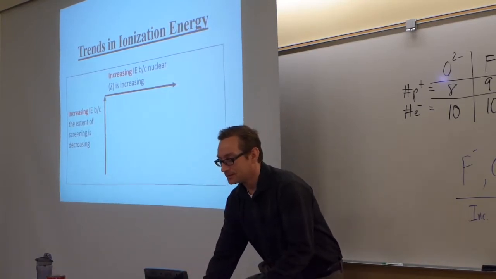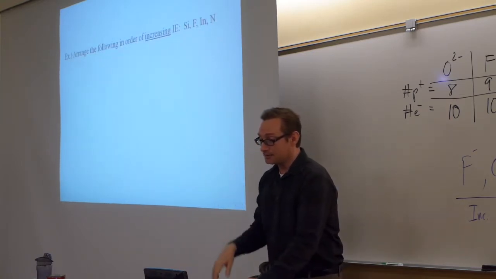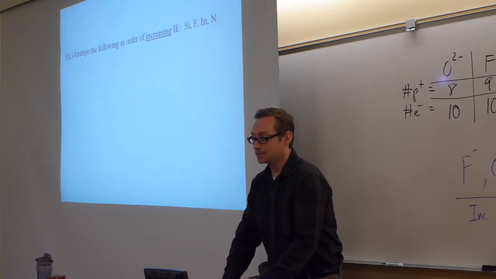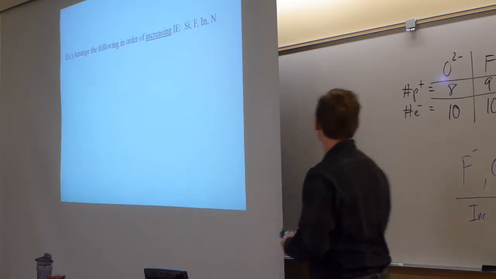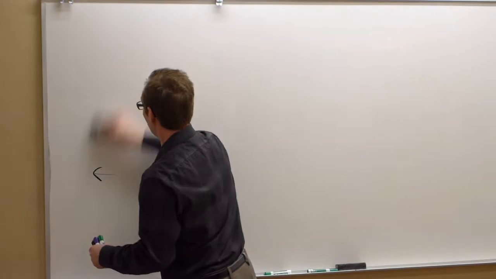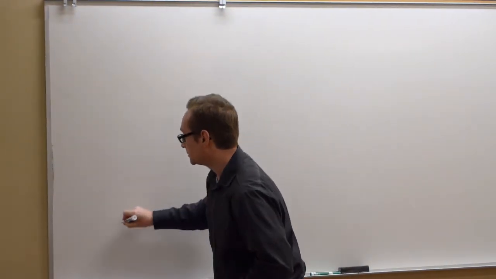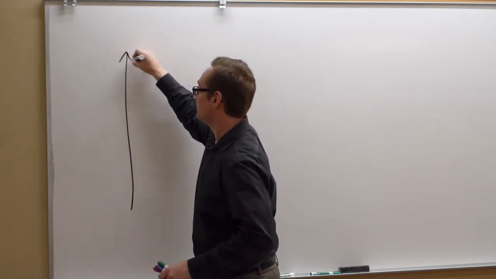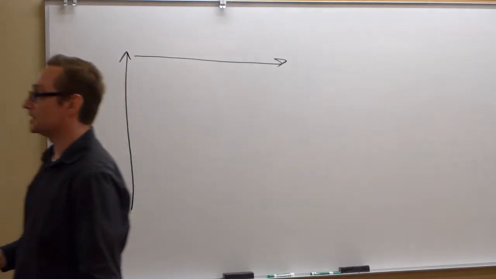Okay. So we're going to use this trend now to do some examples. Let's arrange the following in order of increasing ionization energy. You've got silicon, fluorine, indium, and nitrogen. Let's go ahead and draw a trend. I always recommend doing this. Just draw the trend, with ionization energy increasing.